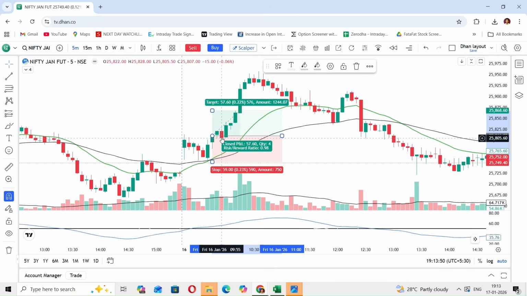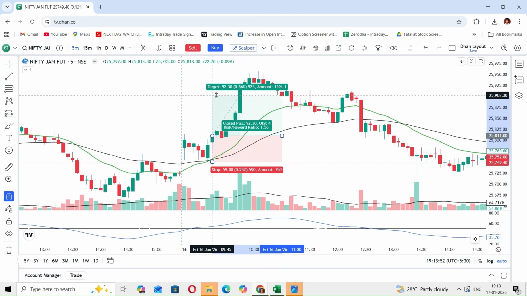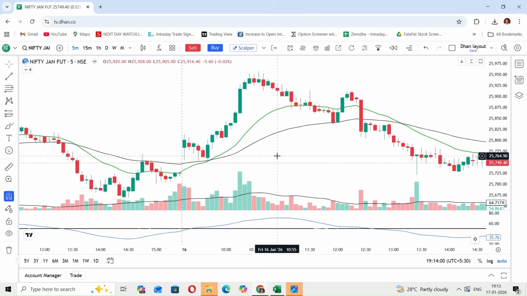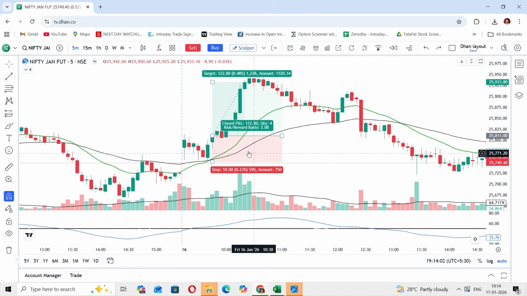My stop loss is coming out around 59 points. So risk reward should be 1 to 2. Here I get a 1 to 2 risk reward. I will exit the trade. Here one more thing I would like to highlight. Here your stop loss is coming out to be around 59 points.